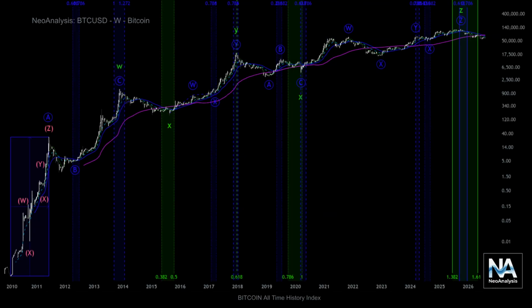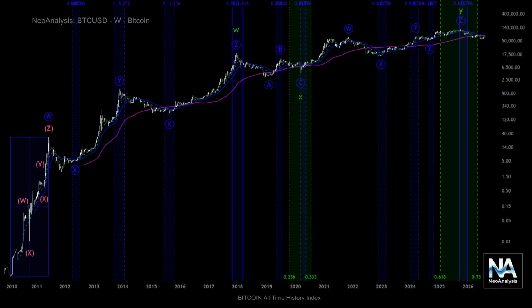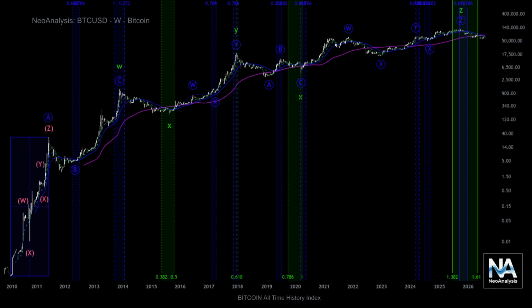This analysis returns focus to the two primary alternatives previously identified in Part 1, cycle green WXYXZ and cycle green WXY. The cycle green WXYXZ count is still viable, but it is more strained. The early relationships are acceptable. X1 is 0.440 times the duration of W. Y is 0.586 times the duration of W.